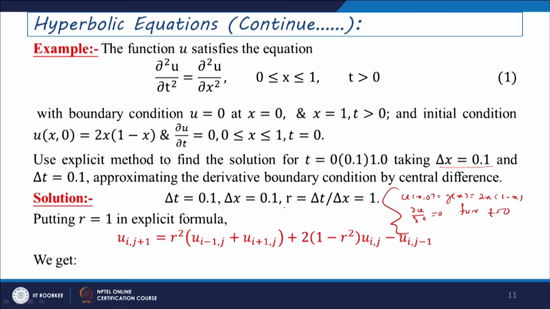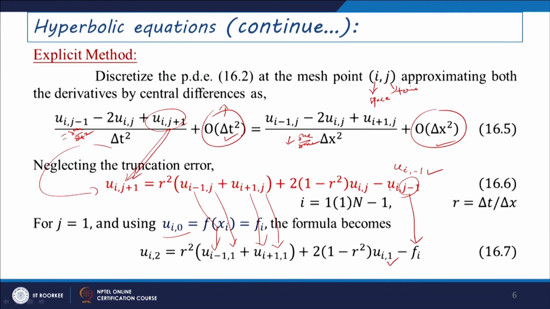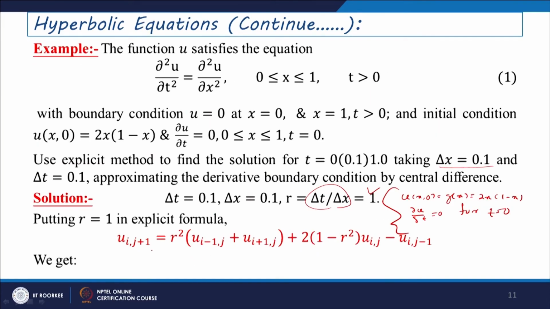If we consider del t equals 0.1 and del x equals 0.1, r is defined as del t by del x. So, 0.1 by 0.1 gives 1, and if we put r equals 1 in the explicit formula, it is written as u i j plus 1 equals, with r being 1, u i minus 1 j plus u i plus 1 j plus 2 into 1 minus r square u i j minus u i j minus 1. So, this is the explicit formula that I defined.